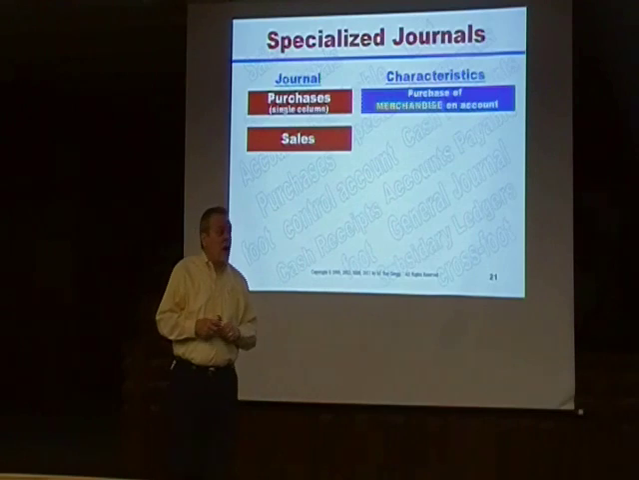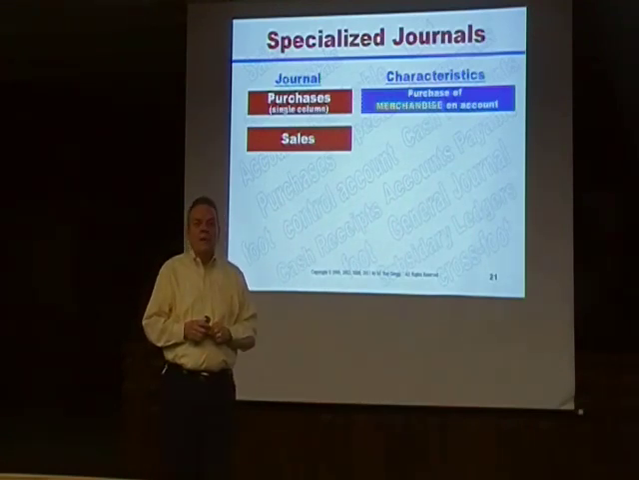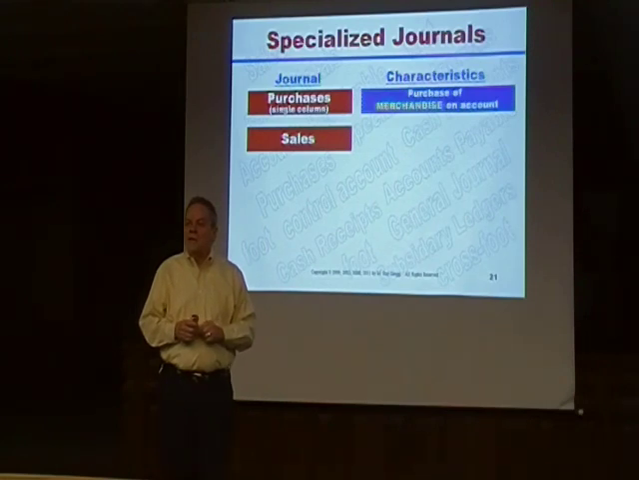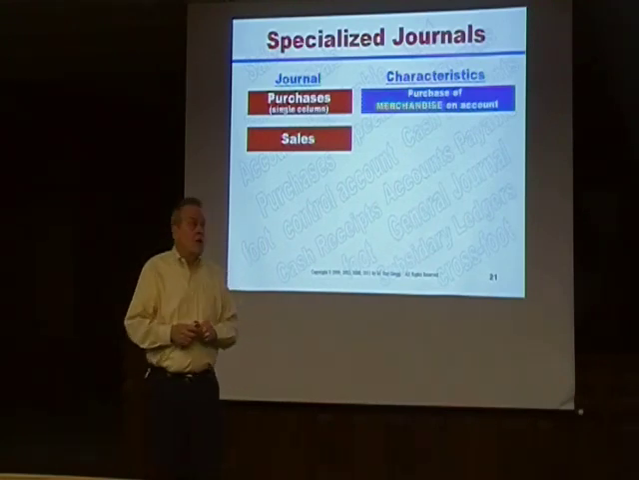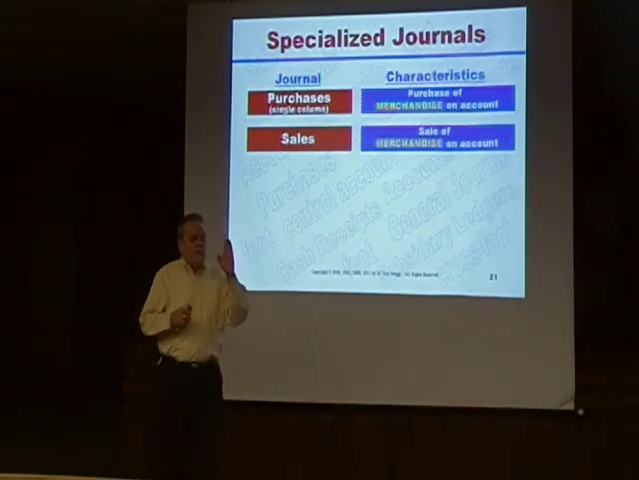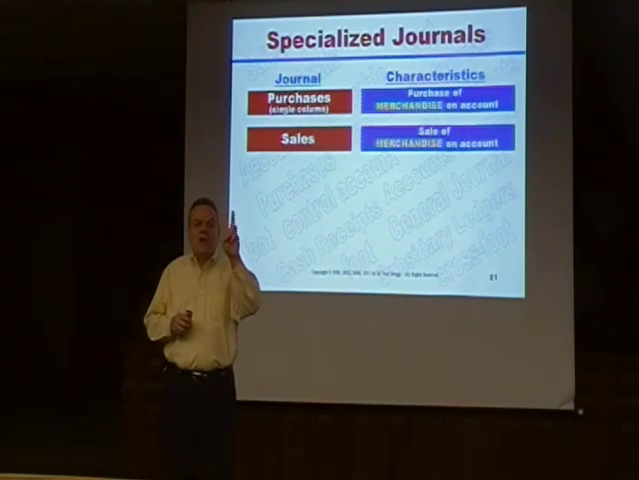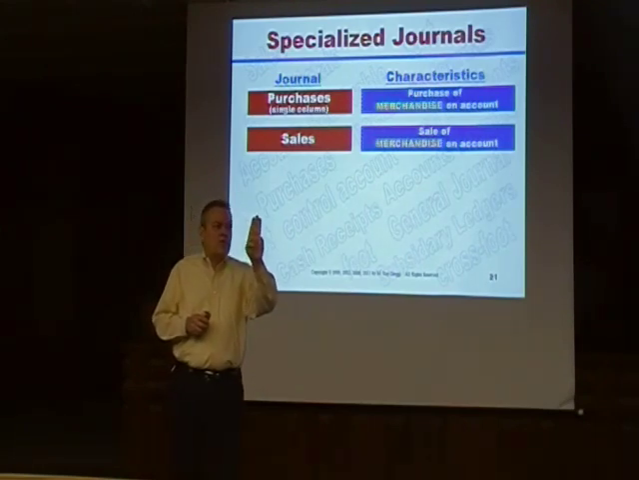One of the things we do often in a business is sell things. We hope. That's our bread and butter. That's our reason for existence. We ought to have a sales journal that would have columns to accommodate a sale of merchandise on account. It's got to be all three things.